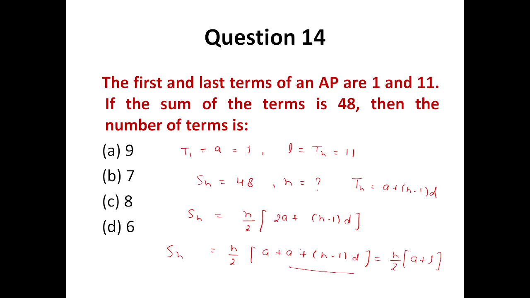So Sn is 48, equal to n by 2, a is nothing but 1 and last term is 11. So after multiplying by 2, this will become 96 equals n into 12. So n will be 96 upon 12. 12 ones are 12, 12 eights are 96. So n will be 8. So the value of n is 8. So option C is correct.